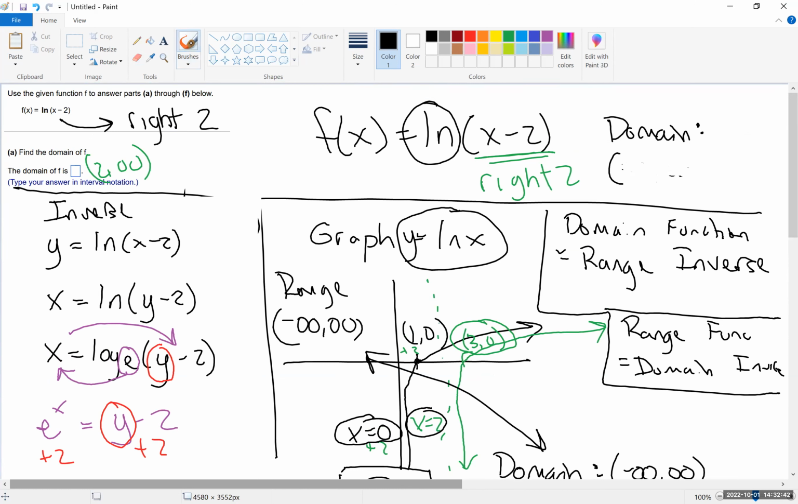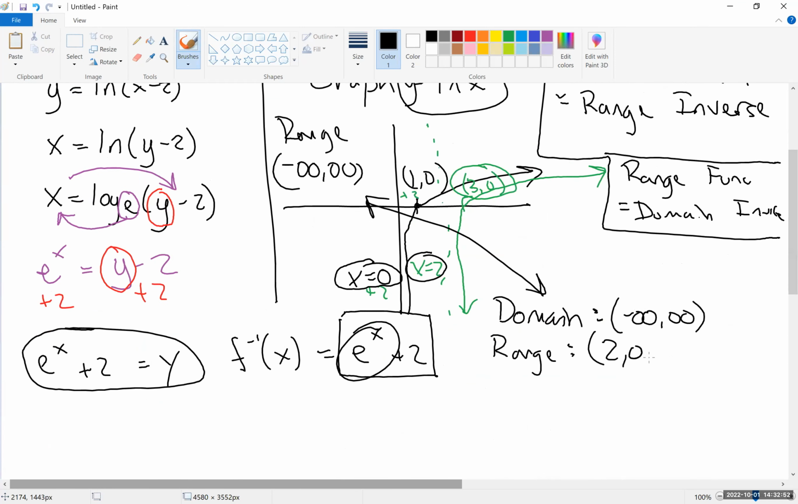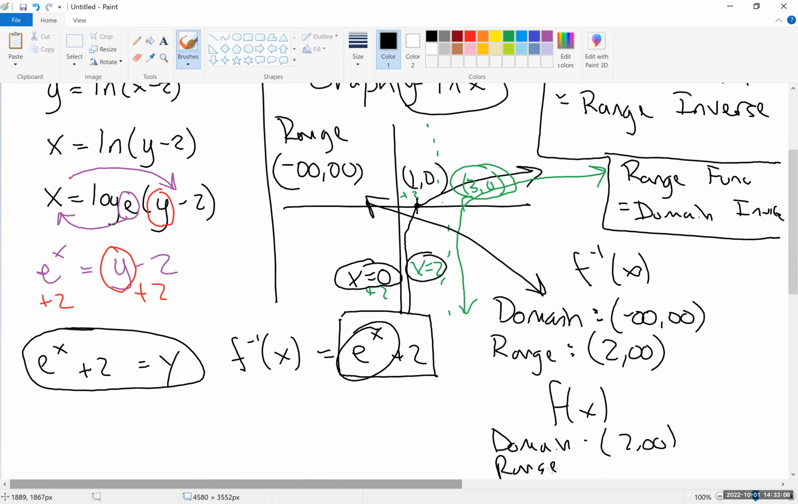And when I bring up my math lab, the domain of the original is 2 to infinity. The range of the inverse is then 2 to infinity. This is the inverse function. The regular function, then they're switched. So the domain of the regular function was 2 to infinity, and the range of the regular function is negative infinity to infinity. So let's go ahead and share, and we'll plug that in.